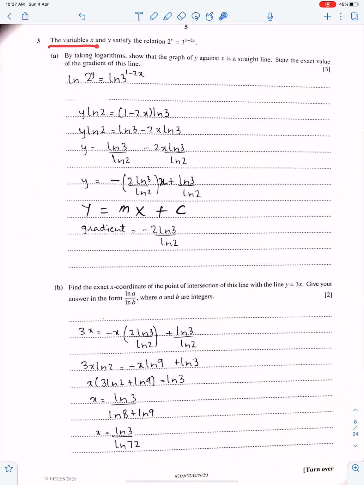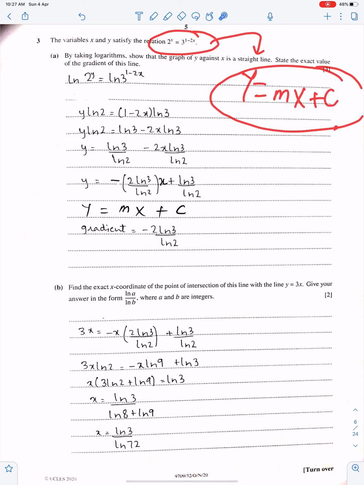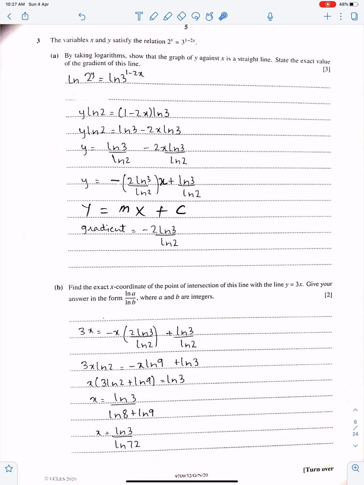Well, the variables x and y satisfy this relation. By taking logarithms, show that the graph of y against x is a straight line. You have to show that this equation can be written in this form. This is the straight line. This means linear log. So you just need to take log on both sides, and then convert your equation into this form. When you take log on both sides, you will get this thing, and by using the power law you will have y ln 2 and 1 minus 2x in brackets ln 3.